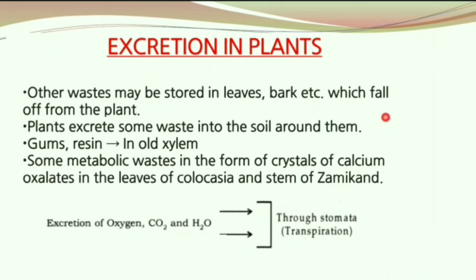Moving on to our next topic for today, excretion in plants. Plants excrete some waste into the soil around them. Other waste may be stored in leaves, barks, etc., which fall off from the plant. For example, gums and resin are stored in the old xylem. Some metabolic waste is in the form of crystals of calcium oxalate in the leaves of colocasia and stems of zamikand.